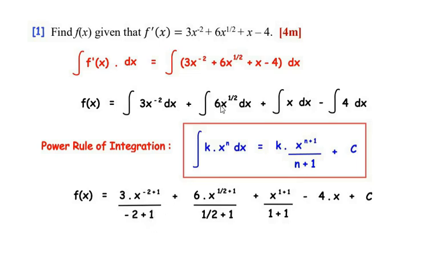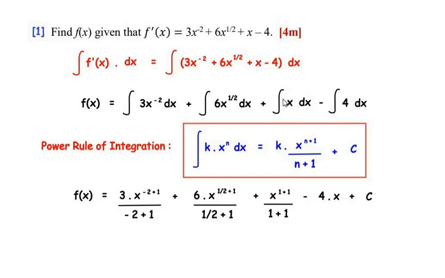Similarly, for the second term, since 6 is a constant, we have written it as it is, so 6 times x to the power of, now the power increases by 1, giving us 1 over 2 plus 1 over, the same power repeats in the denominator, giving us 1 over 2 plus 1, plus integration of x.